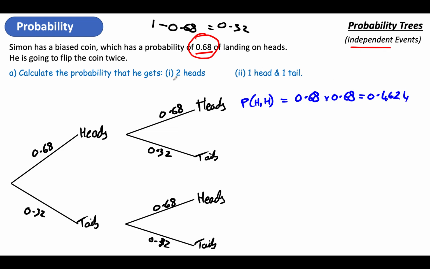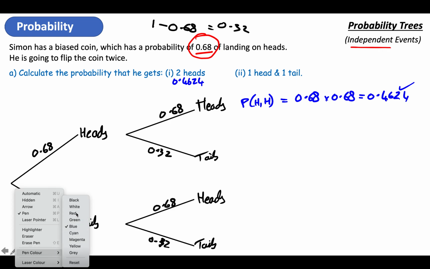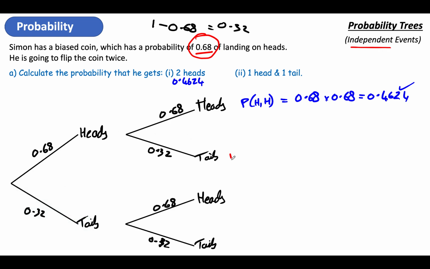0.4624. So that's the answer to the first one. There's only one way of getting 2 heads, and that's it. What about the probability of 1 head and 1 tail? Let's change pen color. Well, that would be, for example, getting a heads first and then tails, or, of course, tails and then heads.